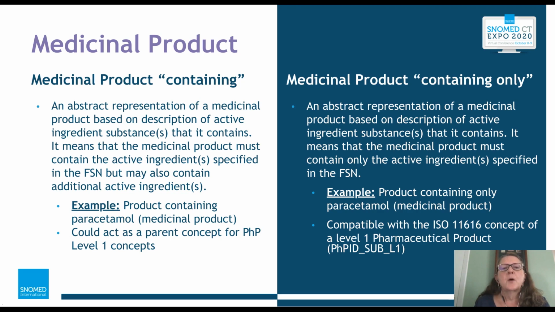So medicinal product containing is an abstract representation of a medicinal product based on a description of the active ingredient that it contains. It means that the product must contain the active ingredient specified in the fully specified name, but it might also contain additional active ingredients. This could act as a parent for a PHP level 1 concept in the IDMP world.